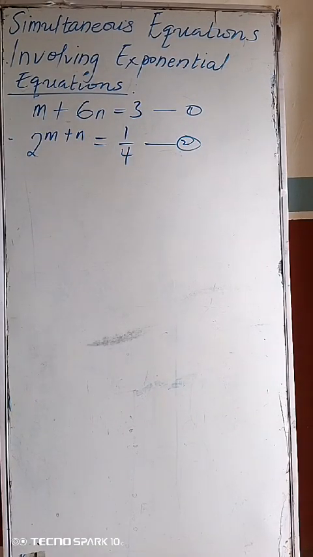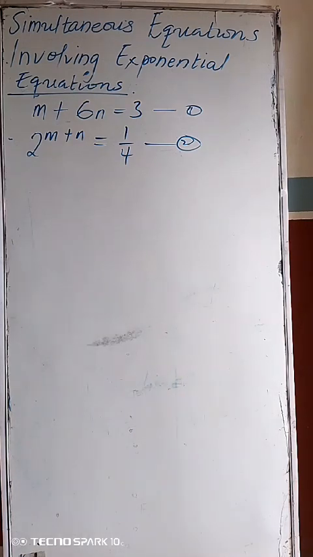Simultaneous equations involving exponential equation. The example that we have is m plus 6n is equal to 3 as our equation 1, and 2 raised to the power m plus n is equal to 1 out of 4 as our equation 2.